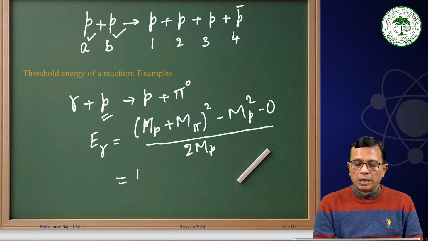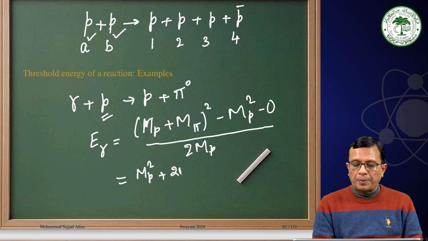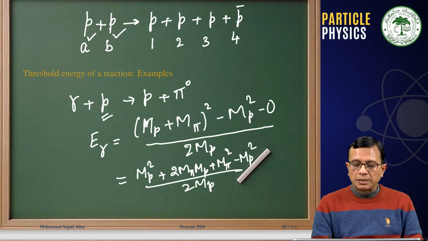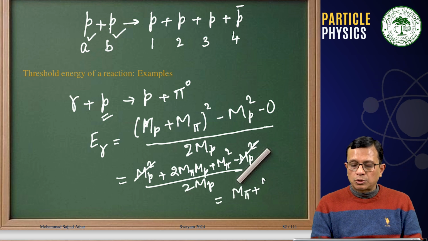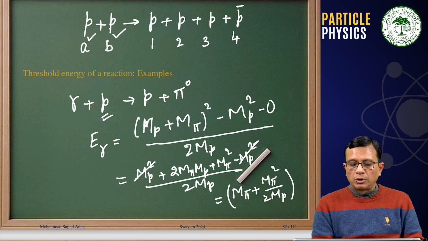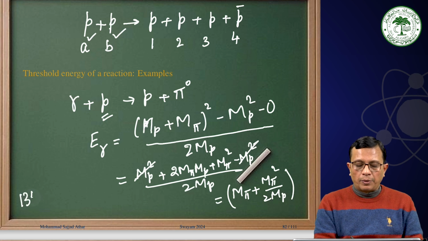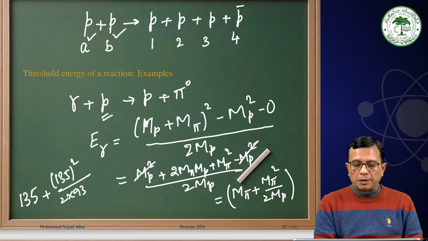That means this is equal to MP square plus twice M pi MP plus M pi square minus MP square upon twice MP. And that means this will be equal to M pi plus M pi square upon twice MP. This will be the threshold energy of the reaction, the energy the photon should carry. And now you know that the mass of the neutral pion is 135 MeV, so this is 135 plus 135 square upon 2 into 938.26.